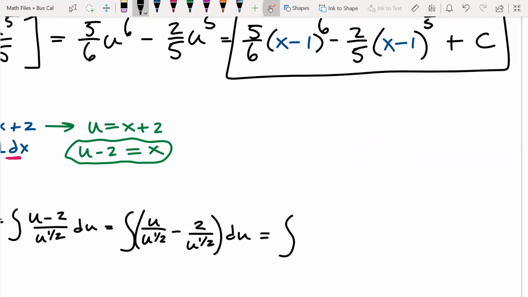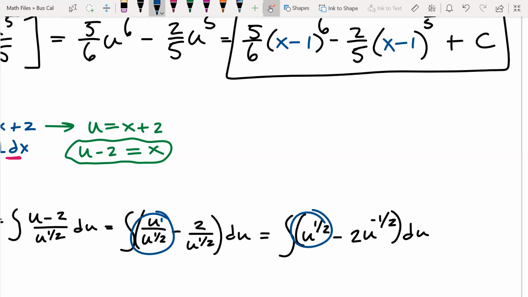I'll get the integral of u to the 1/2 minus 2 times u to the negative 1/2 du. So what we did was on u over u to the 1/2, remember you subtract your exponents. So that would be 1 minus 1/2, which would give you u to the 1/2. And then on the second one, I just flipped the u to the numerator, making it u to the negative 1/2. Okay.